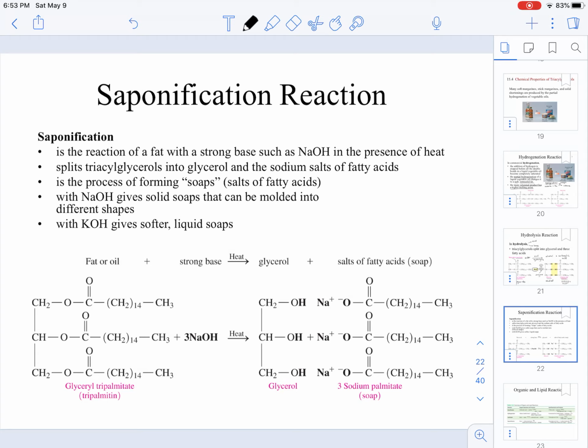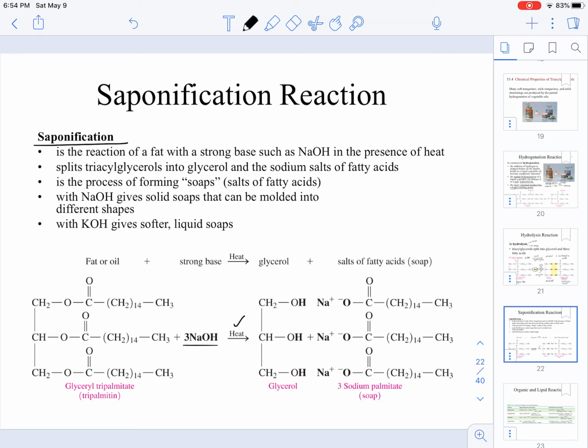As I mentioned in the previous slide, and we have learned previously, when it comes to the reactions of esters, we can also hydrolyze esters in the presence of base, okay? And when that occurred, we already learned that that is called saponification. What does this mean in triacylglycerols? That we are going to be taking our fat or oil, we're going to be reacting it with sodium hydroxide or potassium hydroxide, and we're going to be heating it.